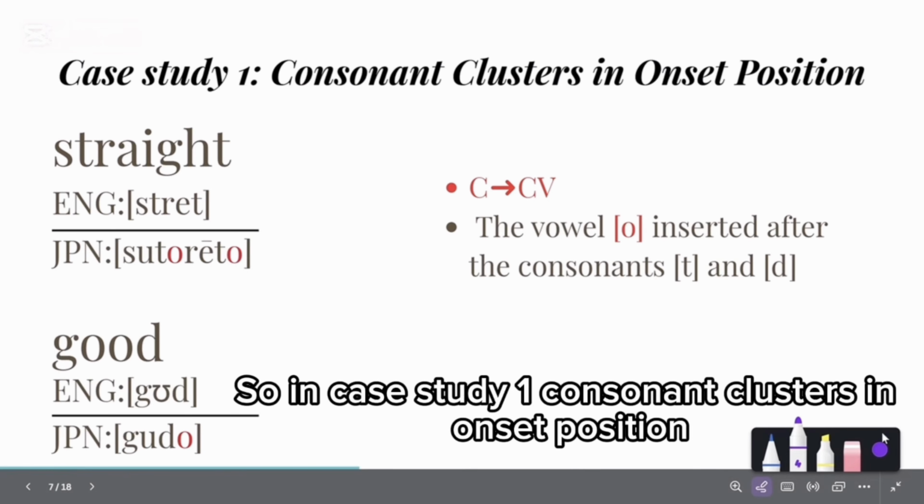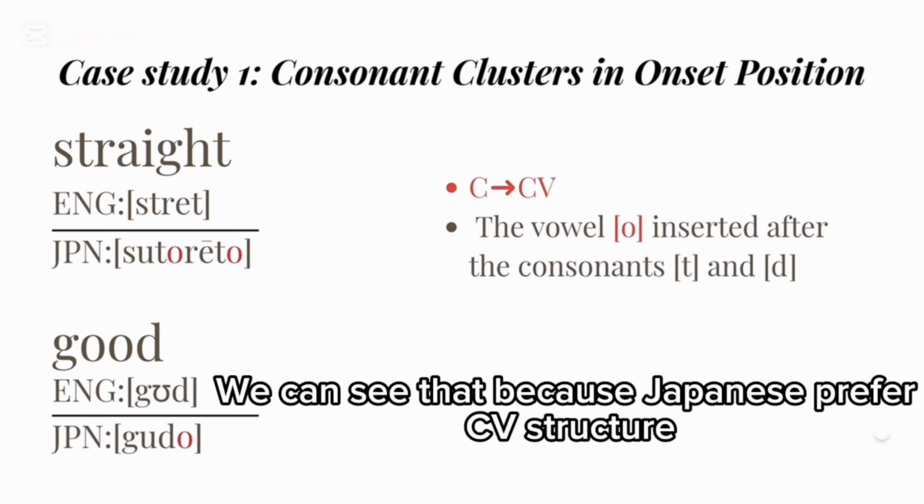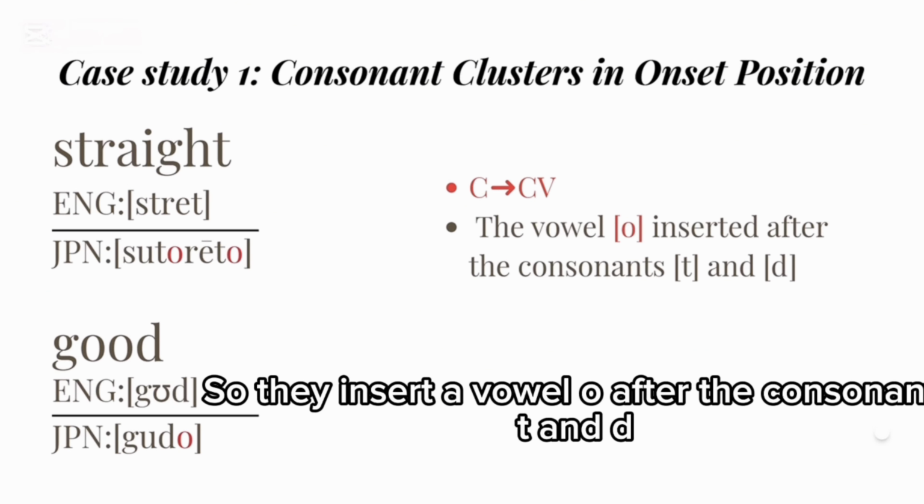So in case study 1, consonant clusters in onset position, we can see that because Japanese prefers CV structure, they insert a vowel o after the consonants t and d.